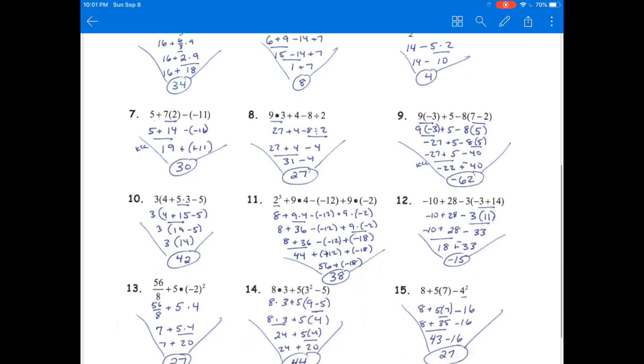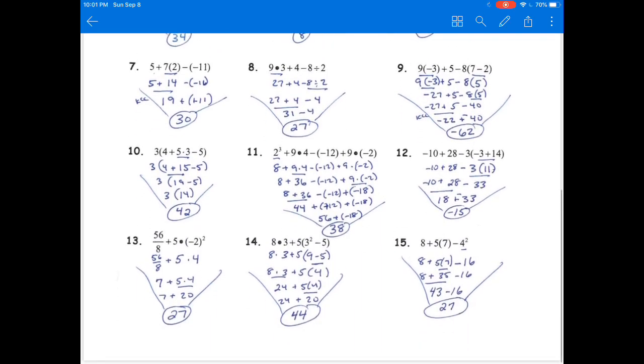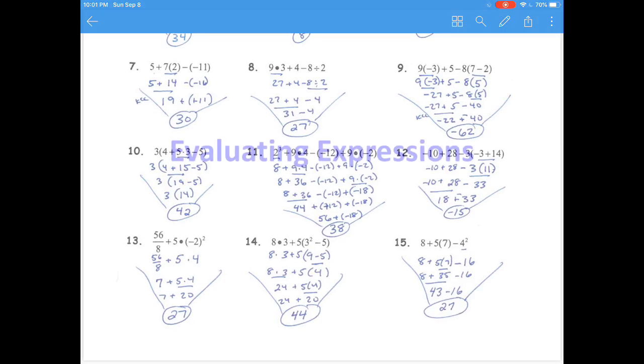A couple things to take note of is on number 13 and on number 15, notice how we treat those exponents a little bit differently. On 13, notice it's -2 squared, so -2 times -2, same sign, positive. But -15 is the opposite of 4 squared. So it's 4 times 4 with a negative sign on the front.